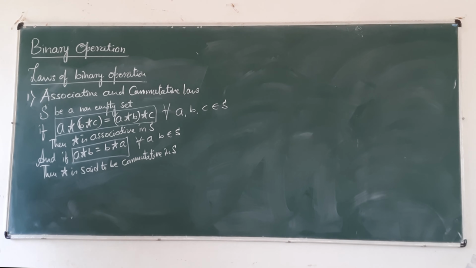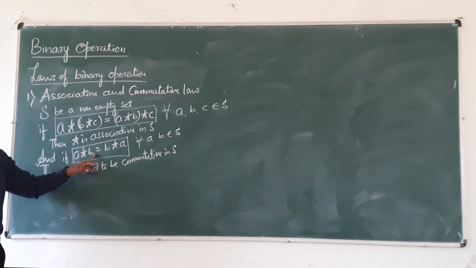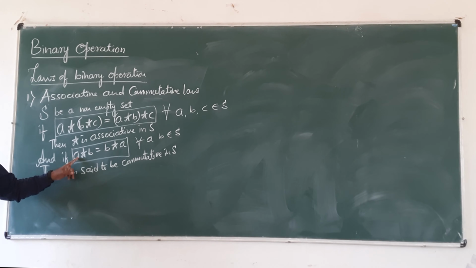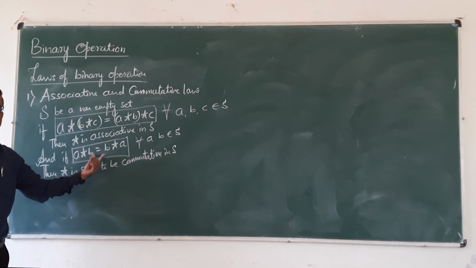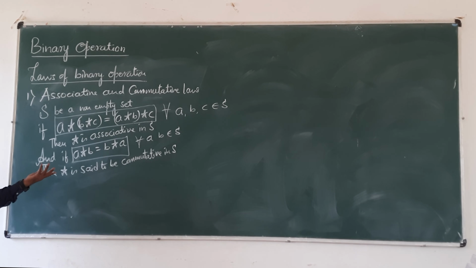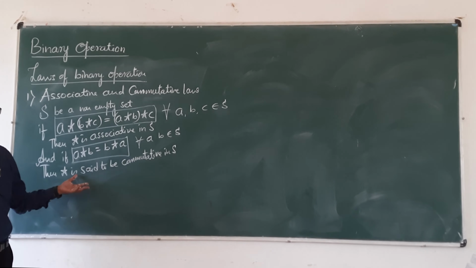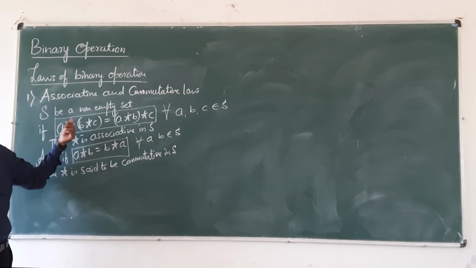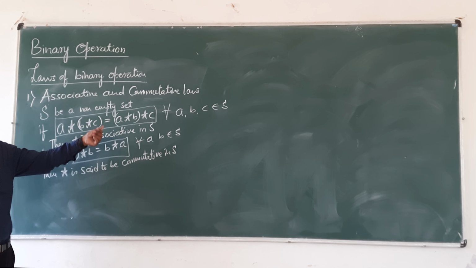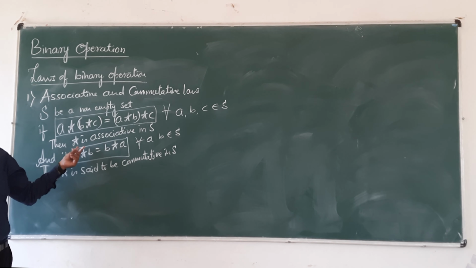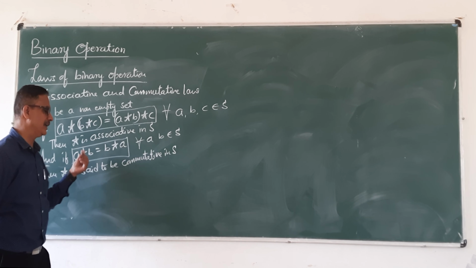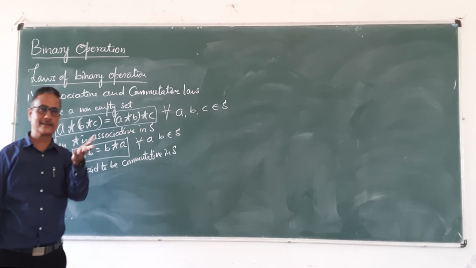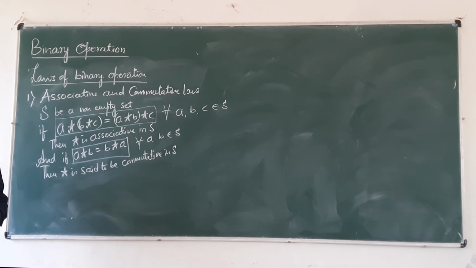Commutative: if A star B is equal to B star A. 1 plus 2 is same as 2 plus 1. 4 into 5 is same as 5 into 4. In general, A into B is same as B into A. In general, A star B is equal to B star A. If this condition is satisfied, it is said to be commutative in S. Associative property: if A star (B star C) equals (A star B) star C, if this condition is satisfied, then star is said to be associative in S. Whereas if A star B is equal to B star A, then star is said to be commutative in S. Okay, based on those two definitions.